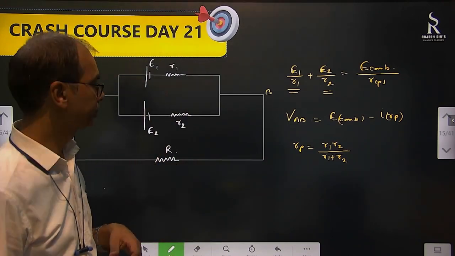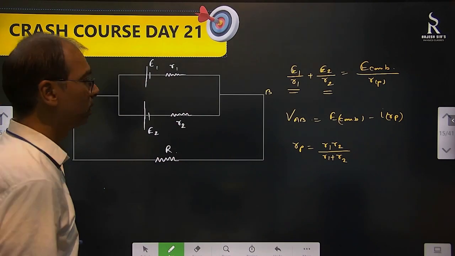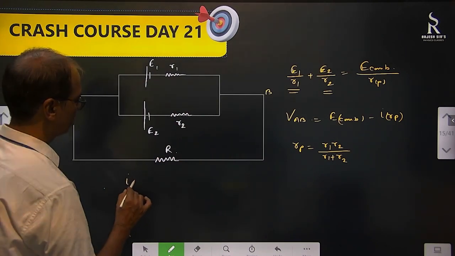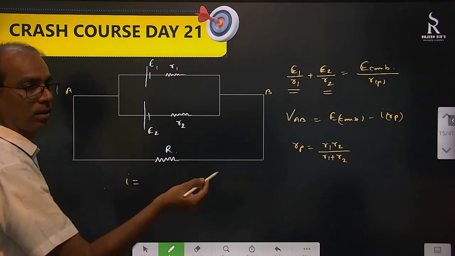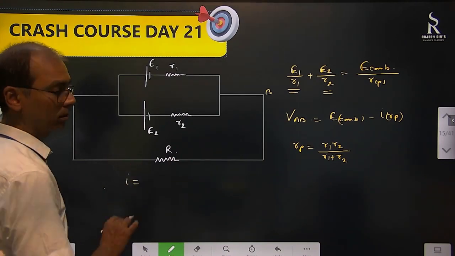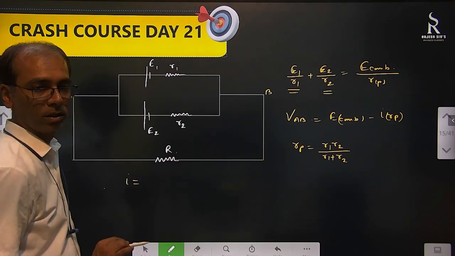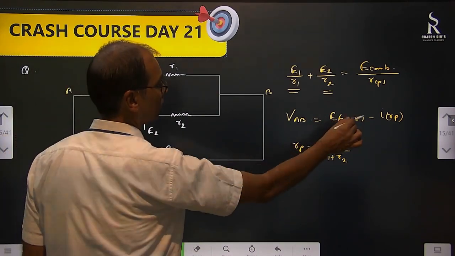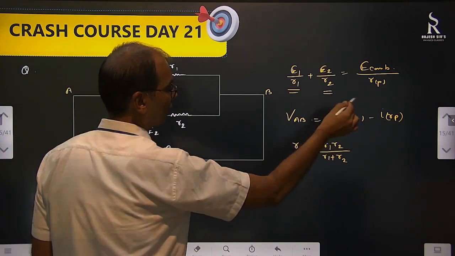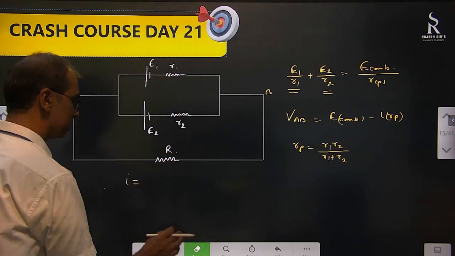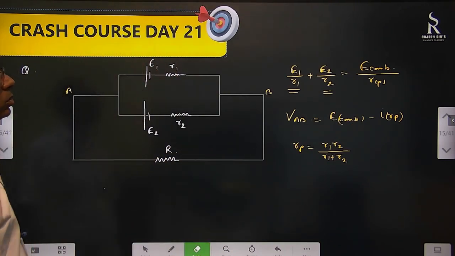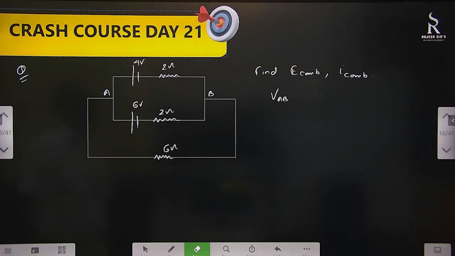Suppose we have to find the current. So what will the current be? I can write VAB by R only. But from here, if we have to find it, then it will be E combination minus VAB by RP. We'll see that. Let's do the question, we'll understand.